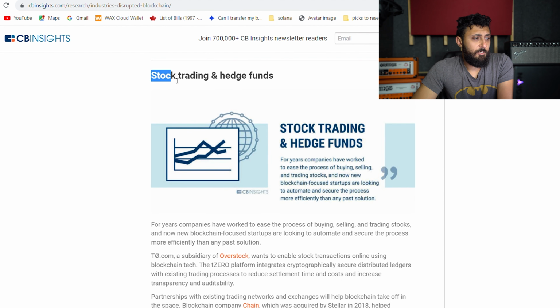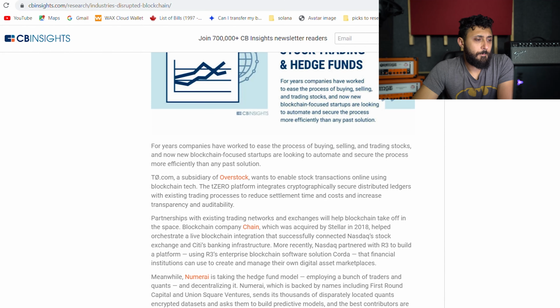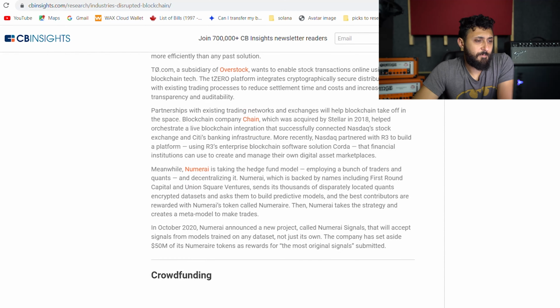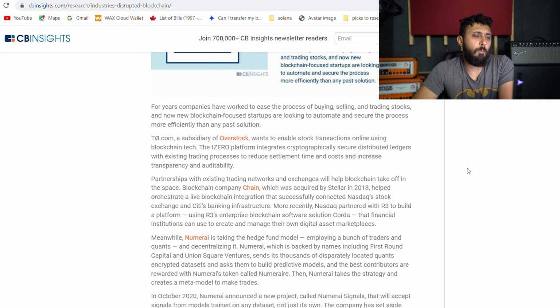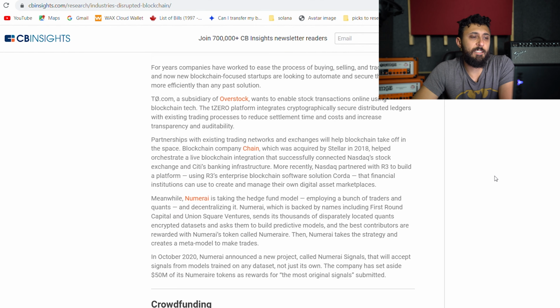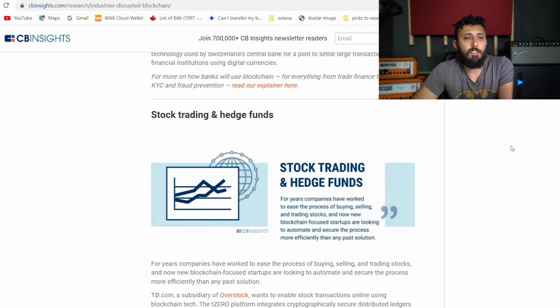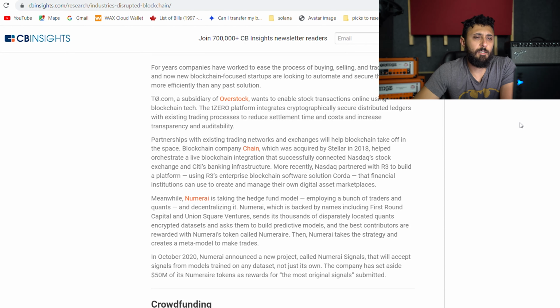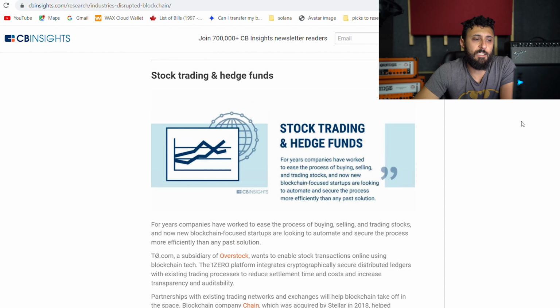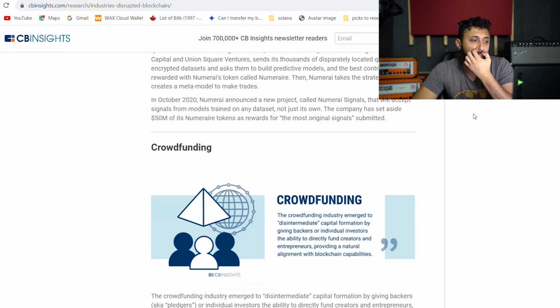The next thing it's going to affect is stock trading and hedge funds. They're already talking about how the process of buying, selling and trading stocks is going to be more similar to how blockchain and cryptocurrencies work. So it's going to be regulated by smart contracts within the system that don't really need all these extra people financially advising or making the trades. It's going to be a lot more automated with maybe a few people that are running it.